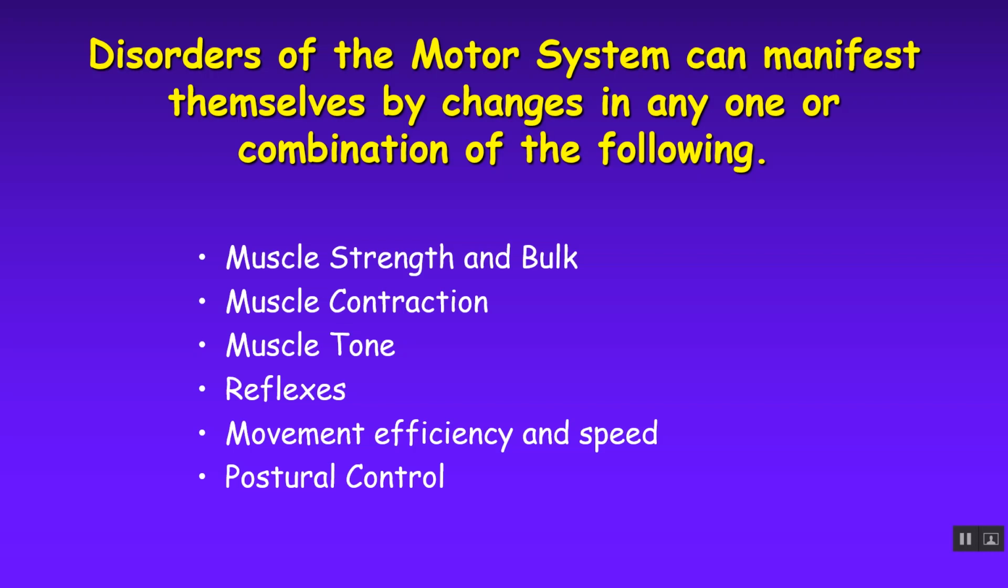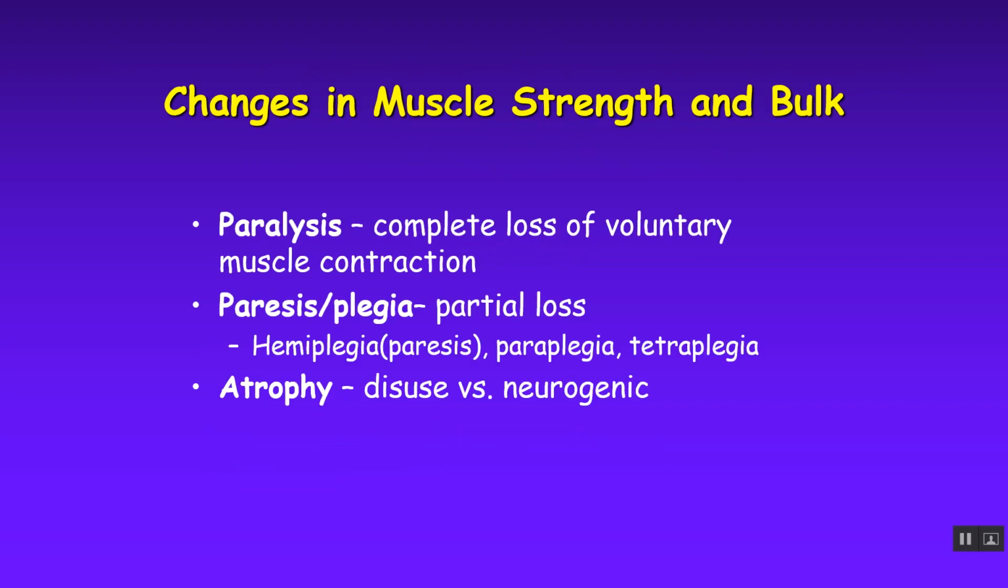I'll go through each of those and give you a little more detail about those changes. So what do we mean by changes in muscle strength and bulk? Paralysis is the most profound version of this, where you're totally paralyzed. You cannot move. You have complete loss of voluntary movement and muscle contraction. And that's actually less common. It is common in spinal cord injury if it's complete, but a lot of spinal cord injuries are incomplete, so you still have some movement, even though they call it paralysis. If you have some movement, it's not really true complete paralysis.